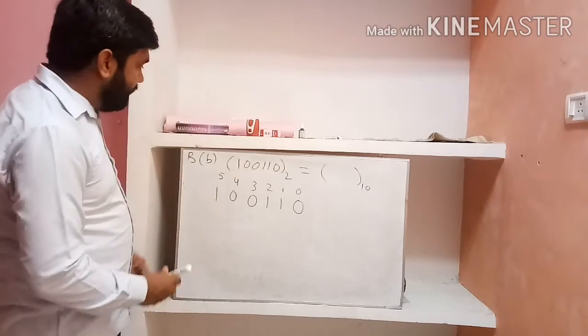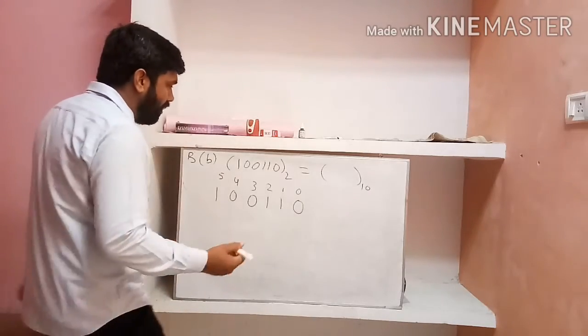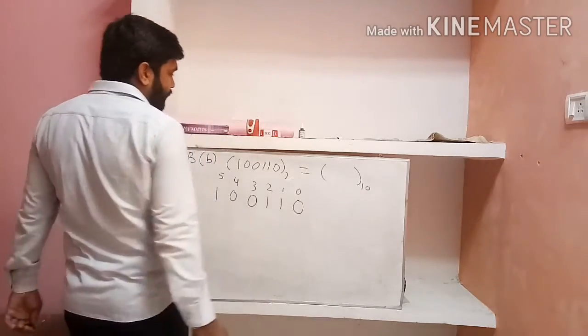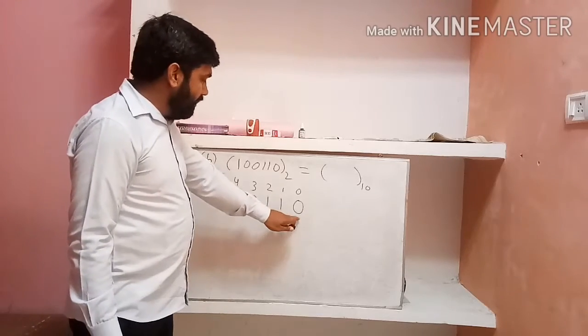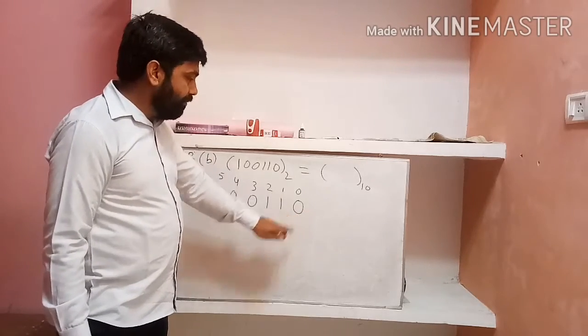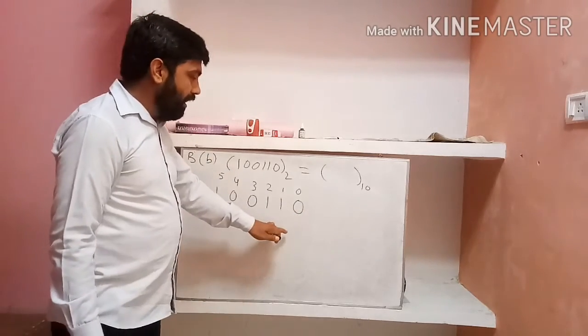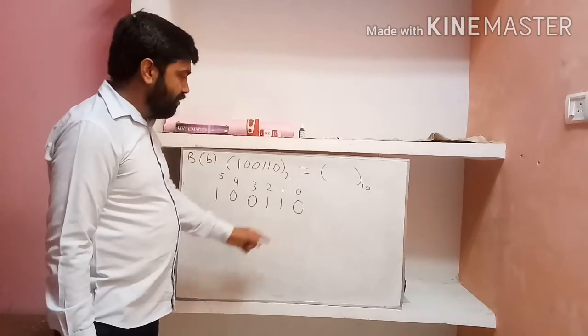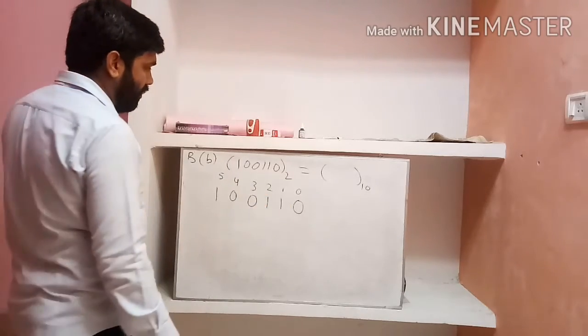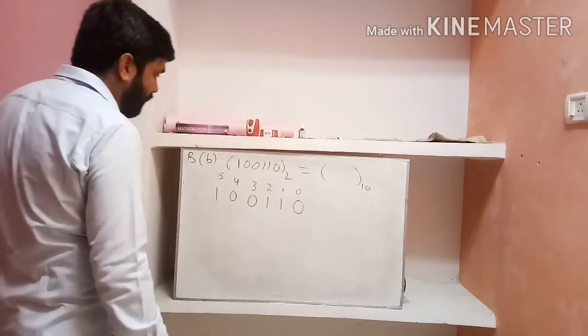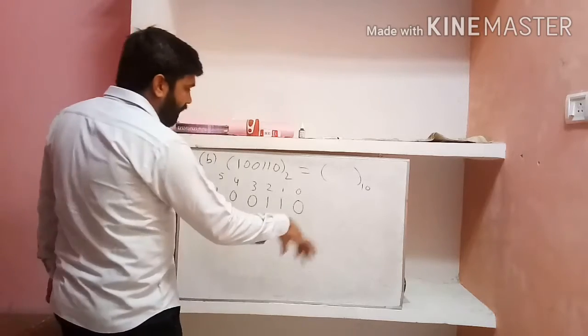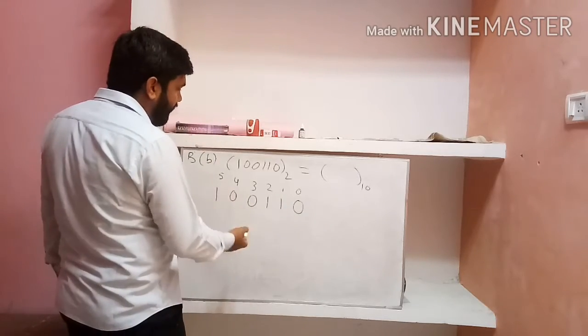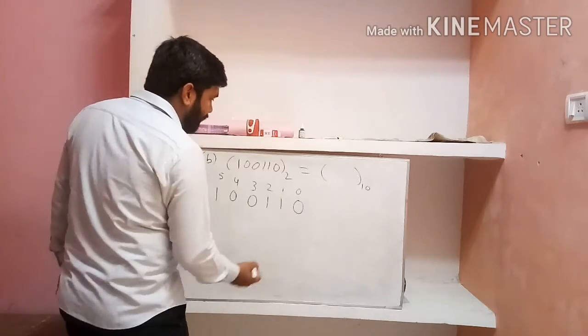After that, what you have to do? All binary digits should be multiplied with 2, and the power of the 2 should be the position number. So see what its position is. In this way you have to find all the values, and after that we add all the values.